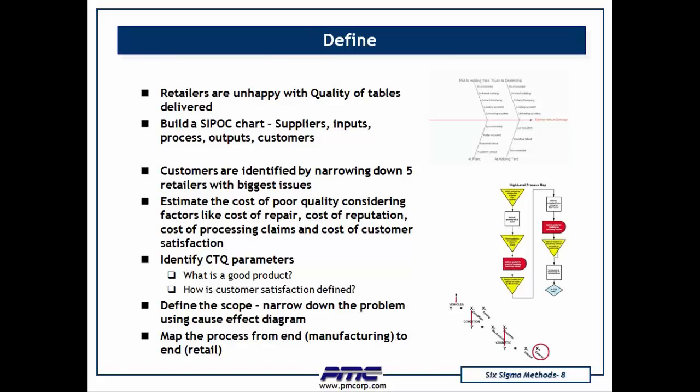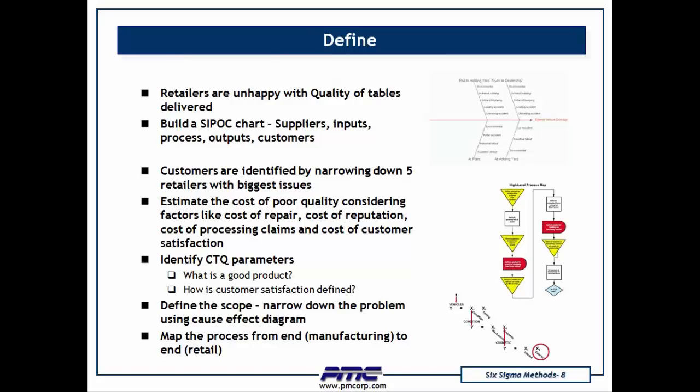Customers are identified by narrowing down, let's say, 5 retailers with the biggest issues, because let's accept the fact that we could have, I don't know, hundreds of retailers. So let's narrow down the list, make it manageable, and maybe pick the 5 retailers with the biggest issues. Estimate the cost of poor quality by considering factors like cost of repair, cost of reputation, cost of processing the claims, and more importantly, customer satisfaction. Now, I understand some of these factors are not very easily quantifiable, but at least we can get an idea of how much it's really costing us. So that's the bottom line.